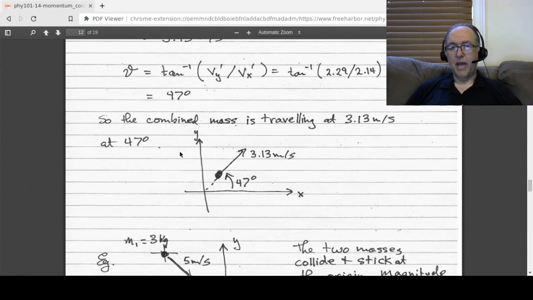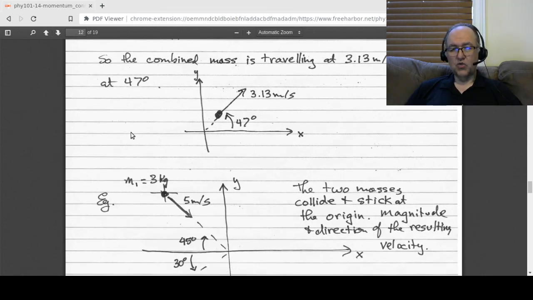And also you kind of expect that, if one mass is traveling in the positive x direction and another one's traveling in the positive y direction, the two combined have to be somewhere between the x and the y direction. And it is. It's actually at 47 degrees to the positive x direction into the first quadrant. All right, so there's our first problem.